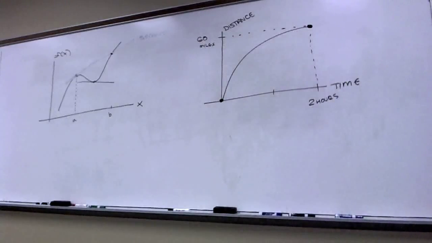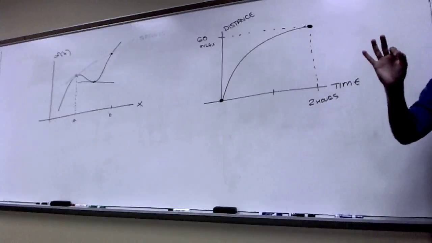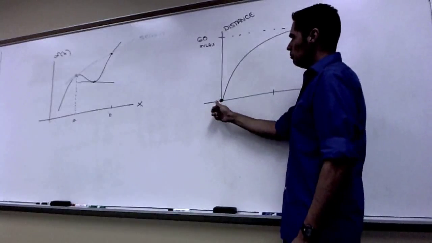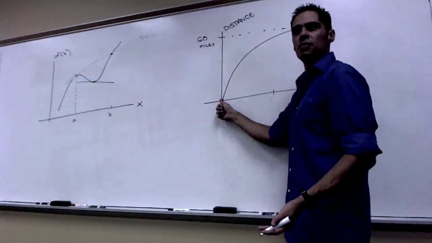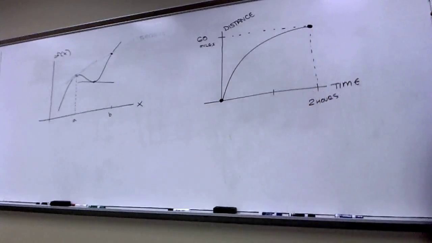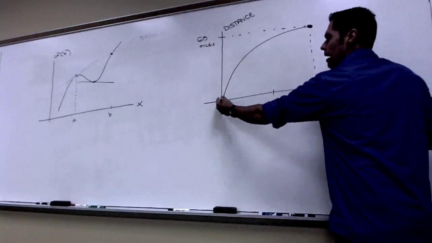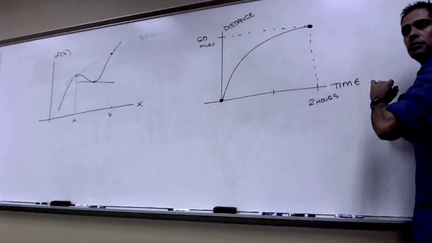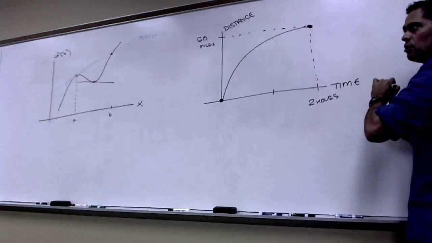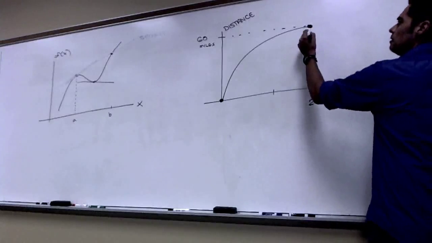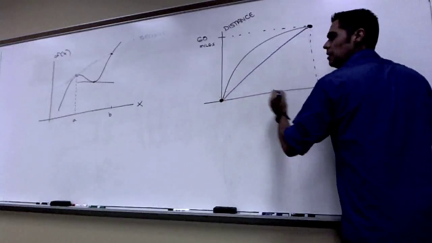So this curve tells you exactly where you were at every point in time, doesn't it? At time zero, where were you? Zero distance from wherever you're starting. So that's you just waiting to start, probably on a bike or a motorcycle or something. And then, how far have you gone after 2 hours? 60 miles. You've gone 60 miles in 2 hours. If we connect these two points together, we get a secant line, don't we?